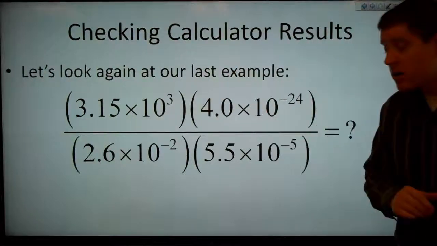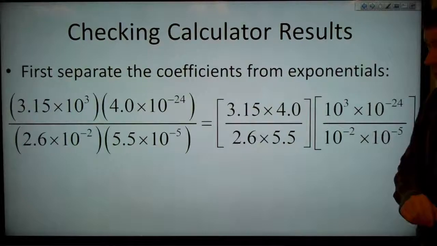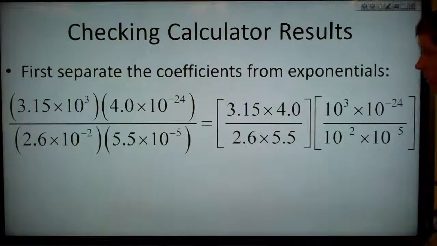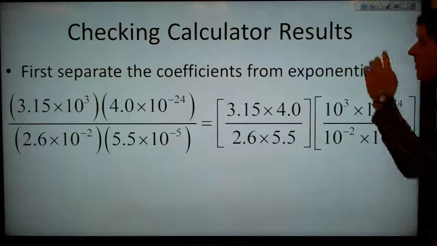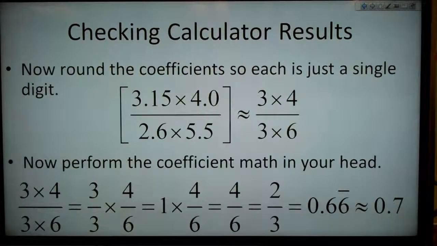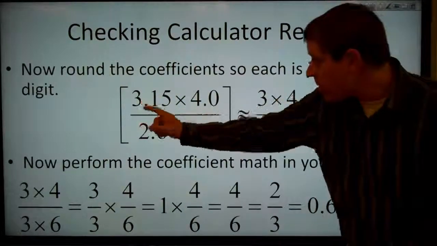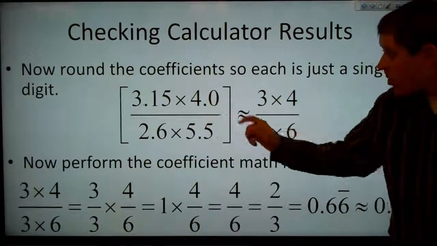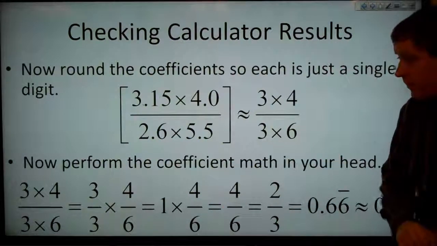So let's look again at our last example. Here's our calculation again, and we want to find out the answer. So first we're going to separate the coefficients from our exponentials. So we've got our coefficient math here, our exponential math here. Now we're going to round our coefficients so that each one is just a single digit. So 3.15 becomes 3. 4.0 becomes 4. 2.6 becomes 3. 5.5 becomes 6.